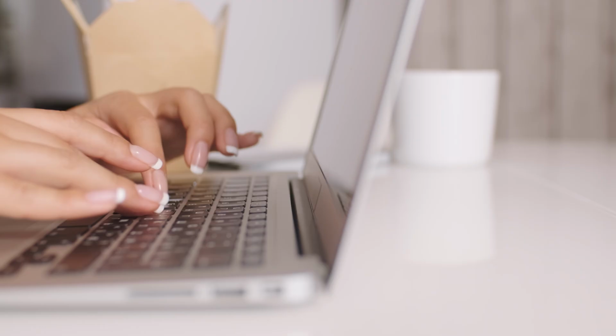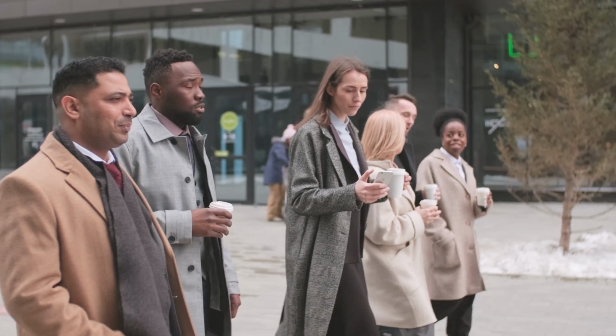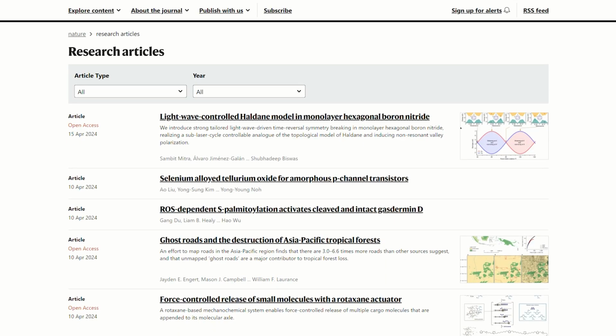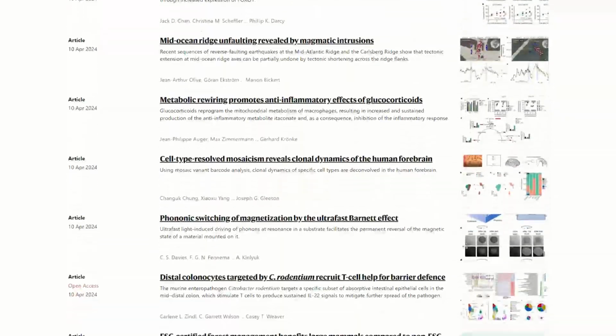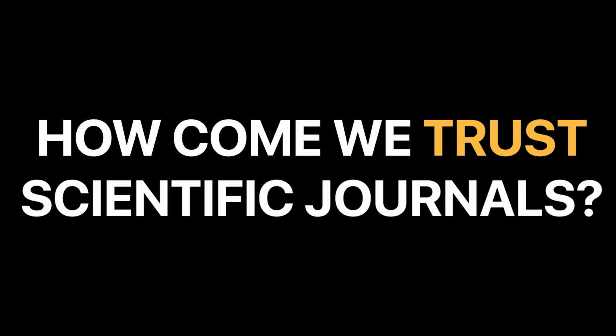We rely on information every single day. We search for it online, we hear it from other people, and we also get it from scientific journals. But the real question is, what is the difference between just finding a random website online and a rigorous scientific journal? Or in other words, how come we trust those scientific journals? Well, there's a lot of reasons, and today we're going to talk about a few of them.